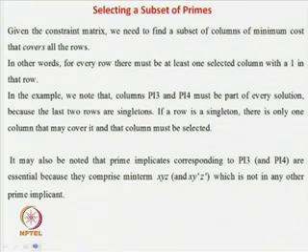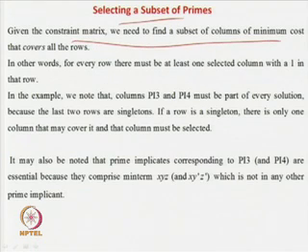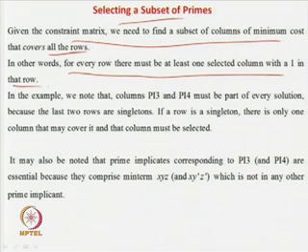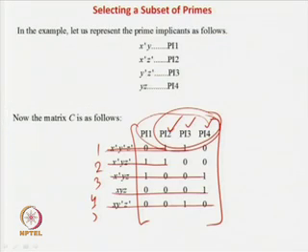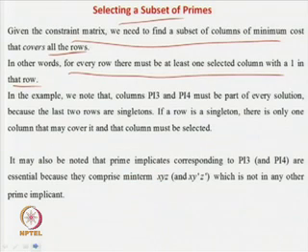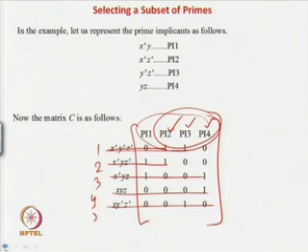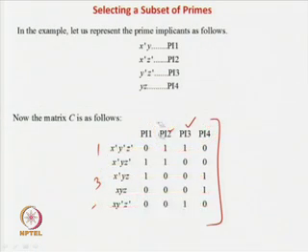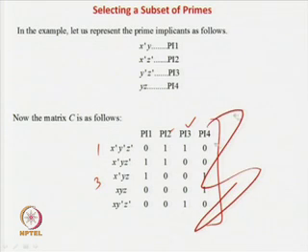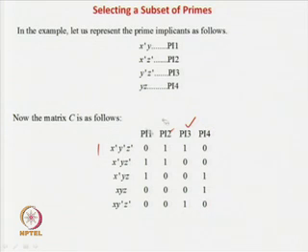So that is what I told you: selecting a subset of primes. In a constraint matrix, we need a subset of the columns, the minimum cost columns, which cover all the rows. In other words, for every row there must be at least one selected column which has a 1 in that row. That is the idea. Now we will go about this example.